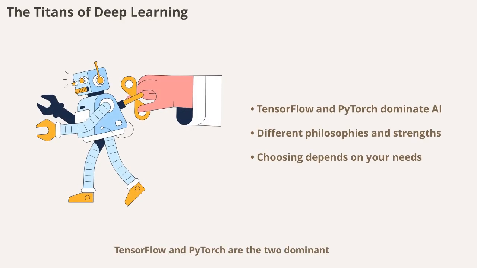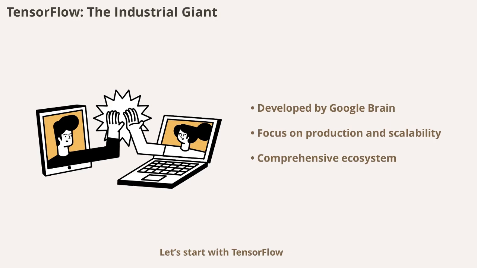TensorFlow and PyTorch are the two dominant frameworks powering most of today's AI applications. While both aim to solve similar problems, they approach them with different philosophies and strengths. Think of it as choosing between two excellent toolkits. Both can build amazing things, but your specific project and preferences will determine which feels more natural. In this video, we'll compare their core features, ecosystems, and use cases to help you decide which one aligns best with your goals.